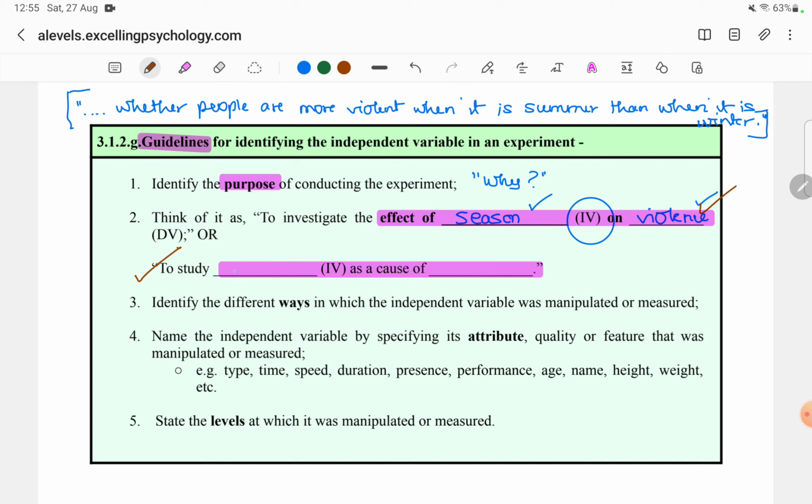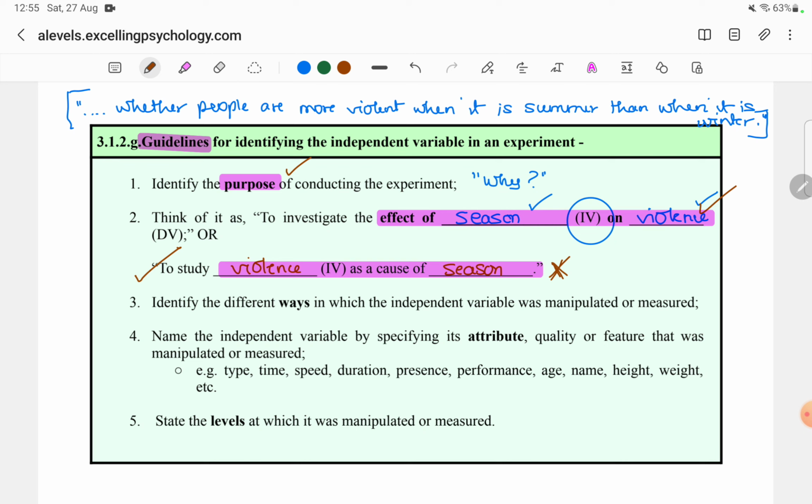Now, if you put it in as to study violence as a cause of the season, does it make sense? Does the researcher think that it is summer because people are violent, or it is winter because people are not violent? No, what I understood the purpose of the study to be in the first step is not matching with what I have written here. So if I tend to confuse the IV and the DV, using this format immediately tells me that I'm making a mistake.